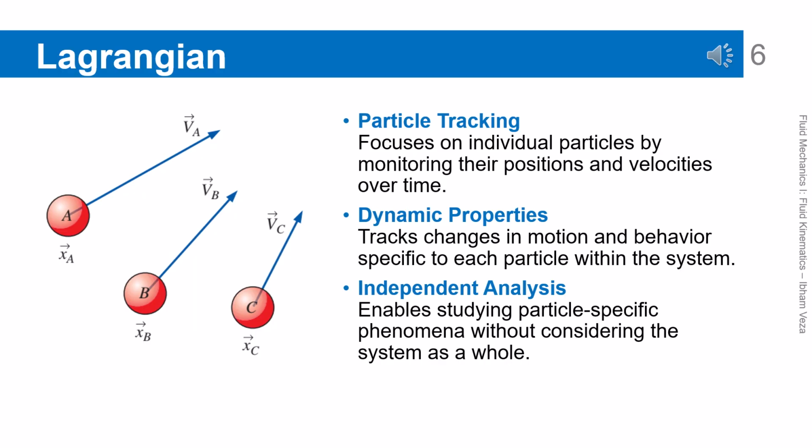Lagrangian description. The Lagrangian approach follows the motion of each individual fluid particle over time. The position and velocity of each particle are recorded as functions of time. In this way, changes in fluid properties can be analyzed along the particle path. This approach is very intuitive because it resembles tracking objects in classical mechanics. However, for real fluid systems with an enormous number of particles, this method becomes computationally inefficient.